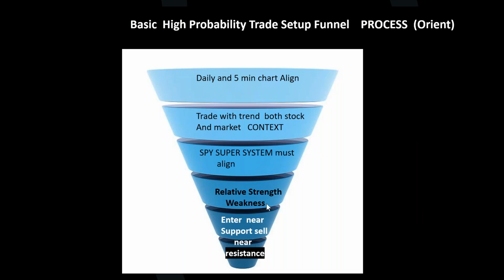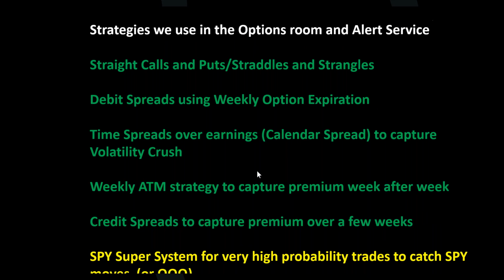Right, and then you trade relative strength and relative weakness that we talked about, and then you try to enter near support and sell near resistance. This is important. So you have to wait a lot of times, but as the stocks break out, as you'll see through the VWAP and the 8 and the 15, that is support and resistance. That's where you want to get in. All right, so that's the process.